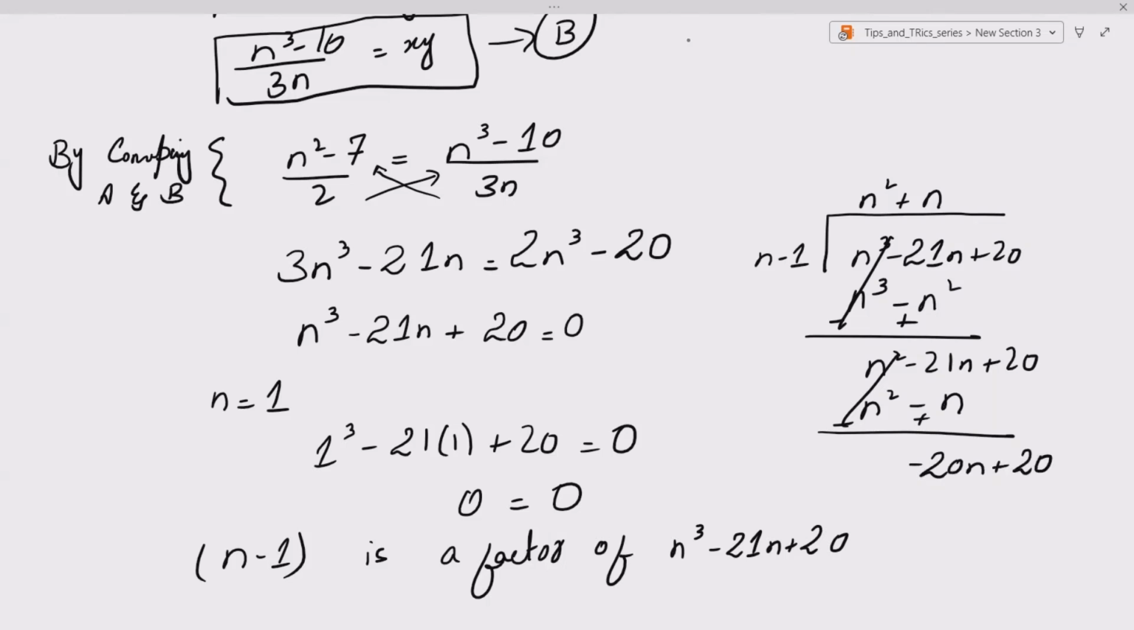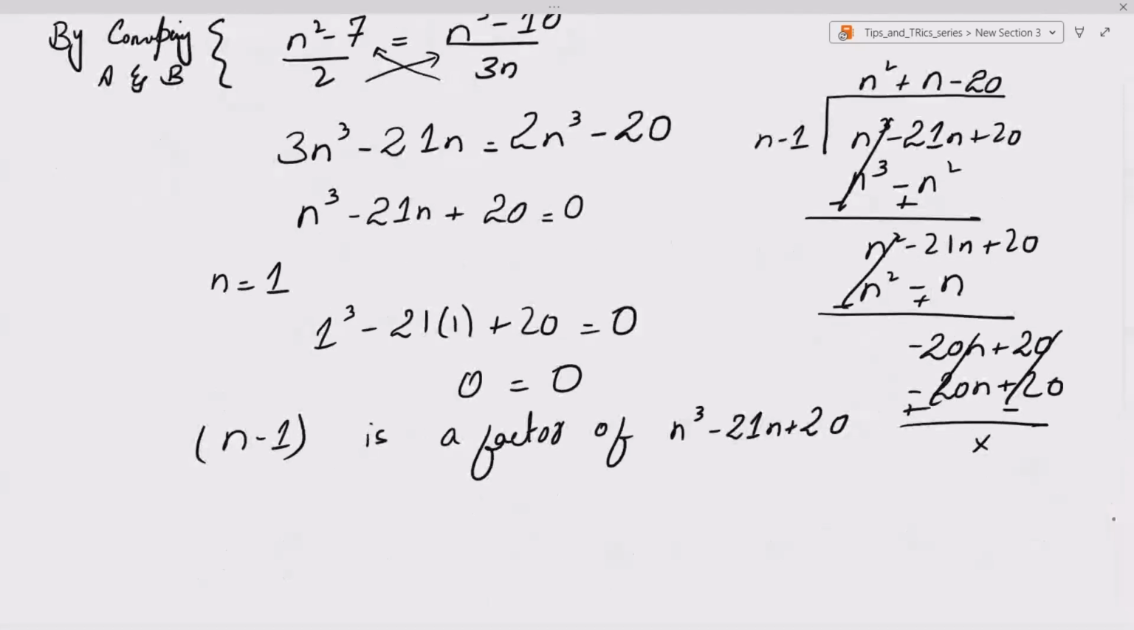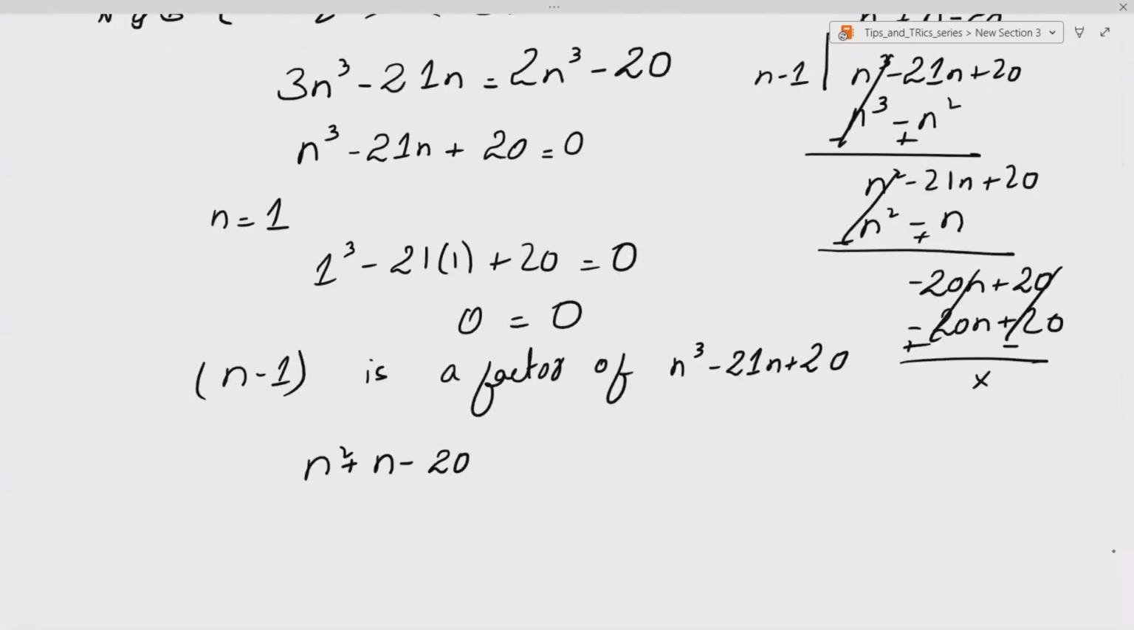Now we can multiply it with minus 20. So n with minus 20 gives minus 20n, and minus 1 times minus 20 gives plus 20. This becomes plus, this becomes minus, so this will cancel out, right? So actually we got n square plus n minus 20 after dividing by n minus 1. Now this equals 0.